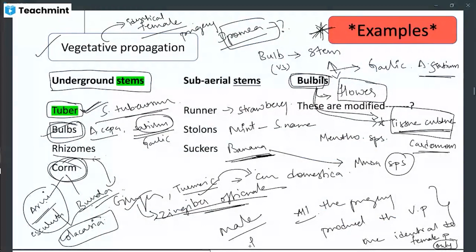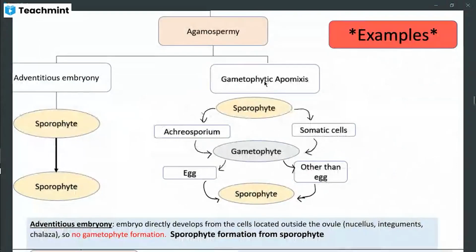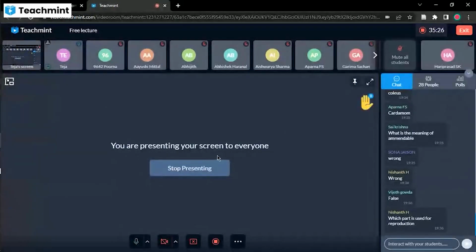So please do remember this in case of vegetative propagation. And now we will be dealing with agamospermy. In case of agamospermy, it is again divided into two types: one is adventitious embryony and second is gametophytic apomixis. Can anyone say what you understand about adventitious embryony? Which part is used for reproduction? Yeah, any vegetative part other than your gametes.